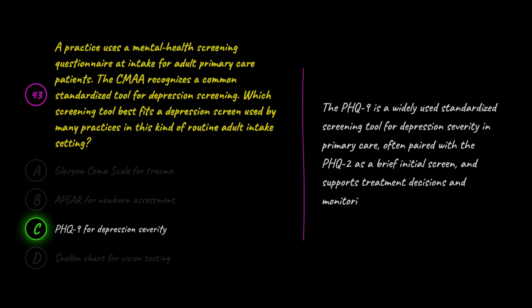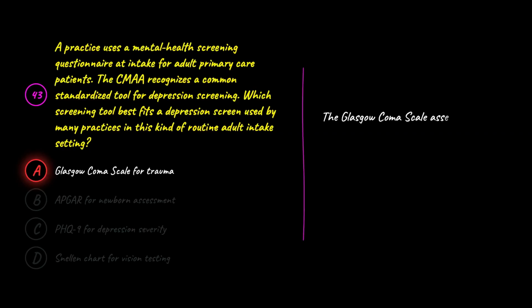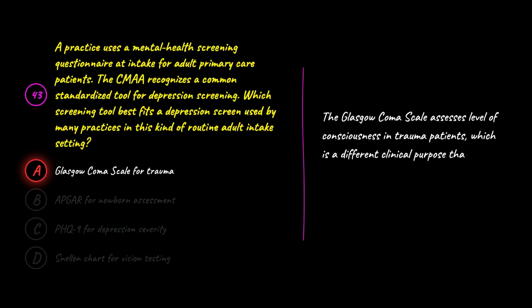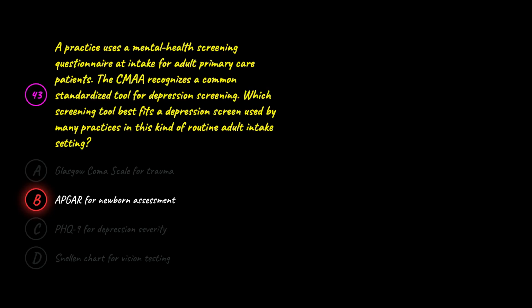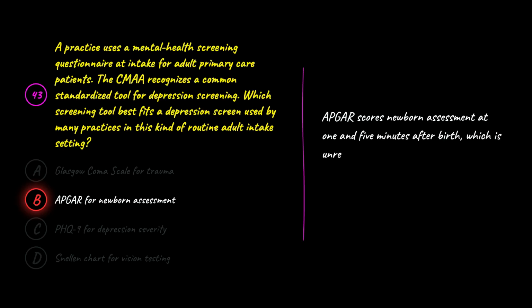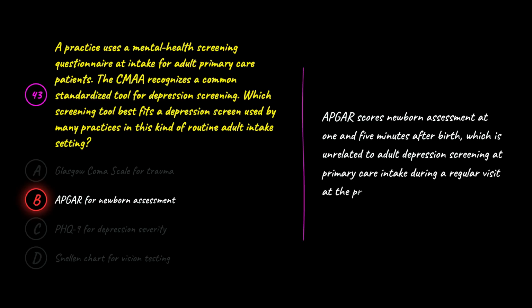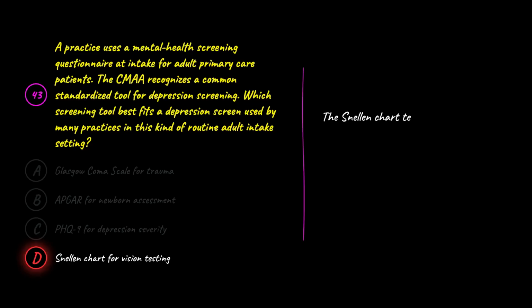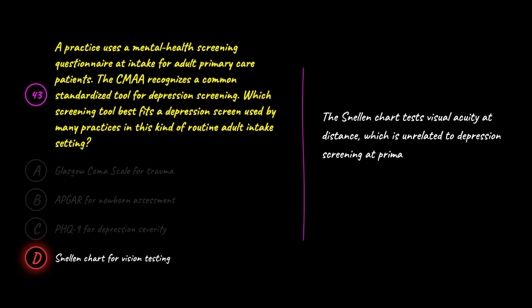A is wrong because the Glasgow Coma Scale assesses level of consciousness in trauma patients, which is a different clinical purpose than depression screening at routine adult primary care intake during a regular visit. B is wrong because APGAR scores newborn assessment at 1 and 5 minutes after birth, which is unrelated to adult depression screening at primary care intake during a regular visit at the practice. D is wrong because the Snellen chart tests visual acuity at distance, which is unrelated to depression screening at primary care intake and serves a different clinical purpose during the assessment of a patient.